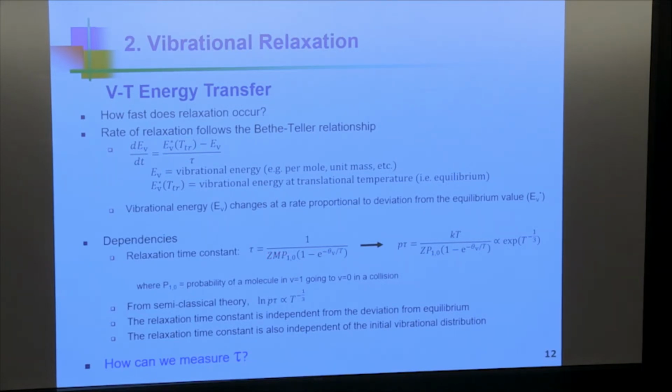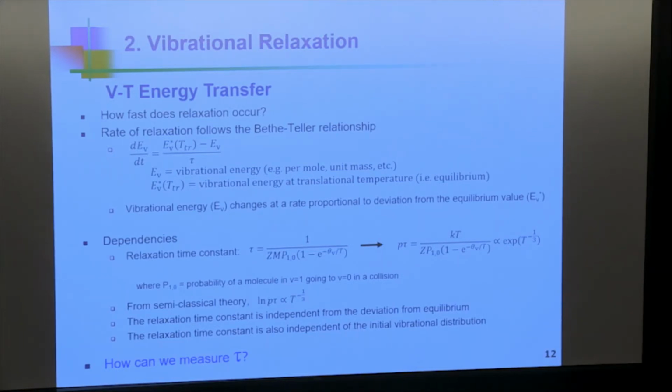And P10 is the one fundamental parameter. It's the probability that a molecule at level 1 will go to 0 in a collision. It obviously must depend upon temperature. So the harmonic oscillator allows these physicists to derive an equation for relaxation time. It depends on only one number. So that's the thing of beauty, the harmonic oscillator. So now the question is, how do you do this?